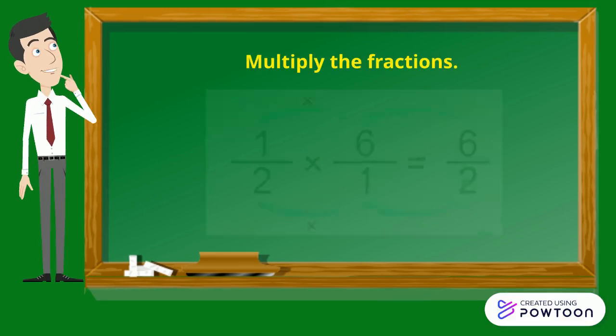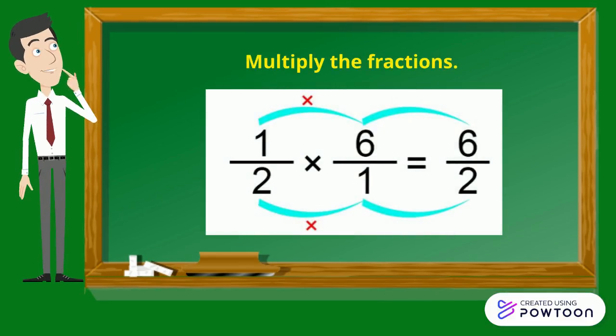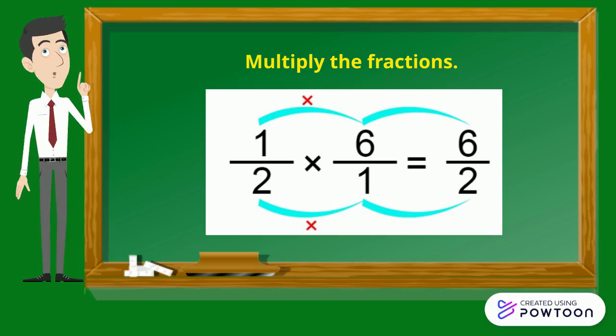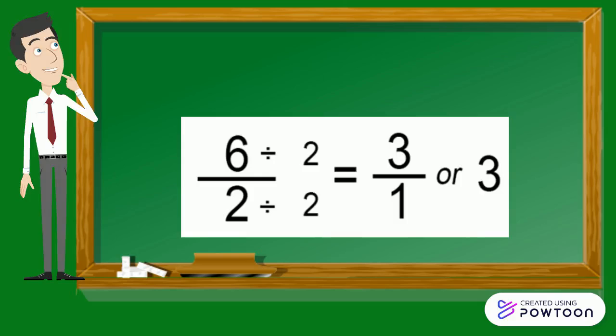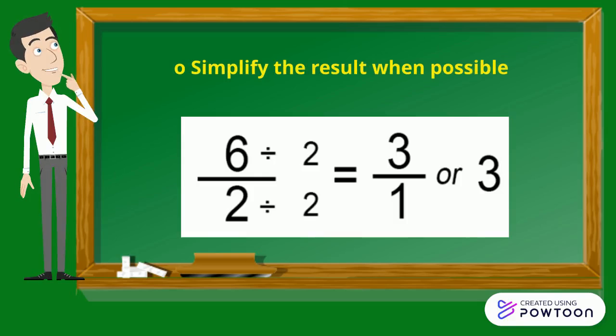Multiply the fractions. 1/2 times 6/1 is equal to 6/2. Simplify the result when possible. 6/2 is equal to 3/1 or 3.